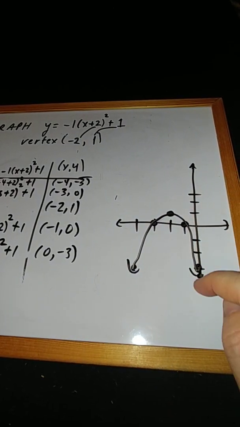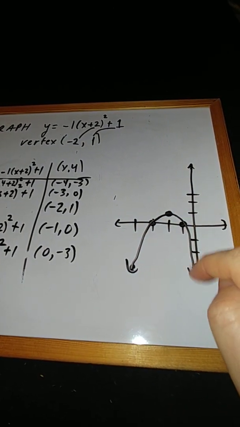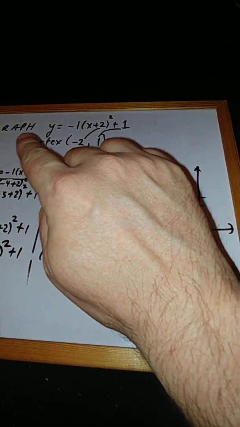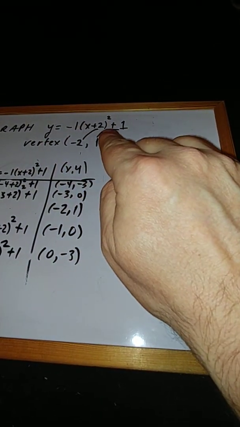And then you draw a smooth curve along these 5 key critical points. And that's how you graph y = -1(x + 2)² + 1.